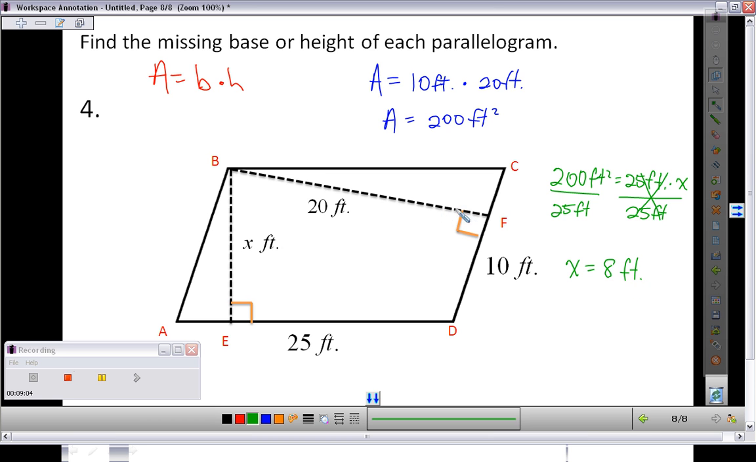So if you're given multiple altitudes, multiple heights in one parallelogram, sometimes you do need to find the area of the whole parallelogram first before you can go back and find the missing altitude.